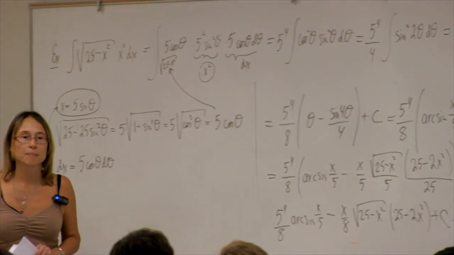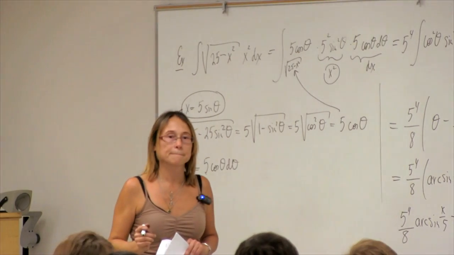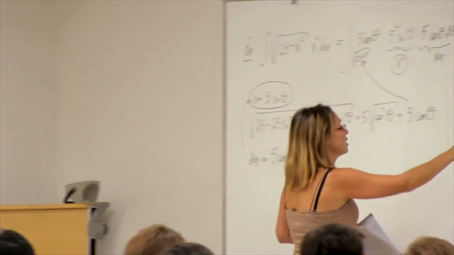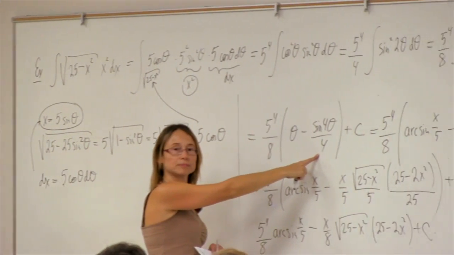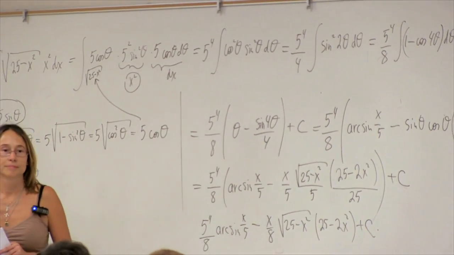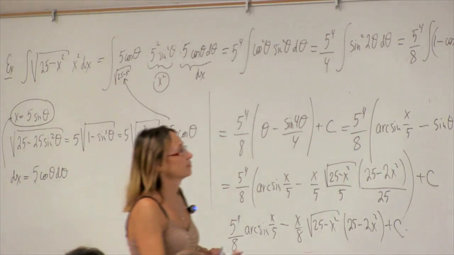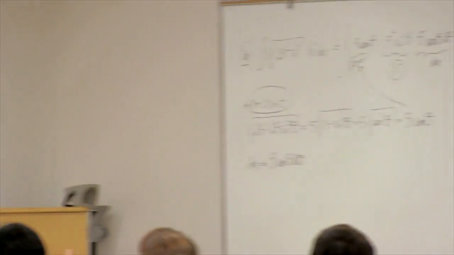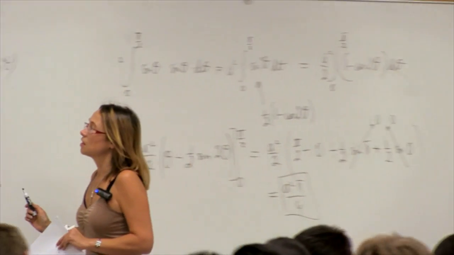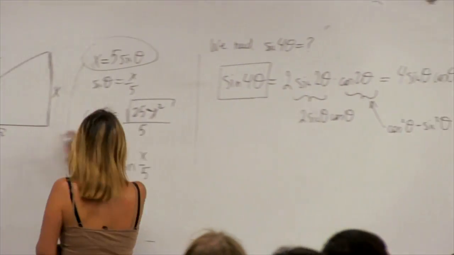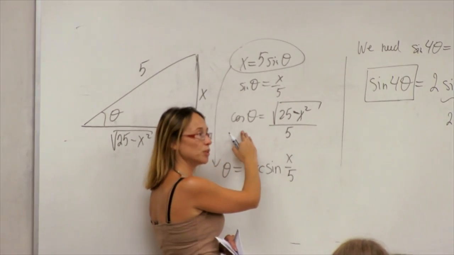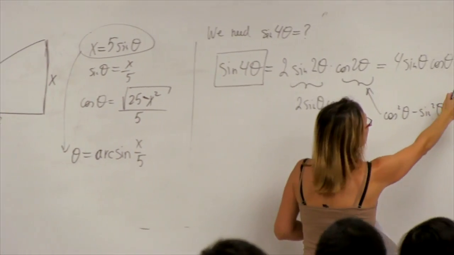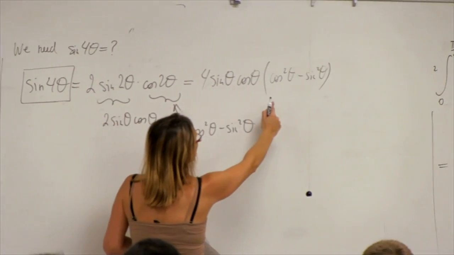Question? What happened to the 4? This 4 cancels with this 4. I'm sorry, which identity did you use to substitute for cosine of 2 theta? This one. So the cosine I know from the triangle. Was that the question? How do I know the cosine? No, it's how did you substitute cosine of 2 theta into cosine squared minus sine squared?